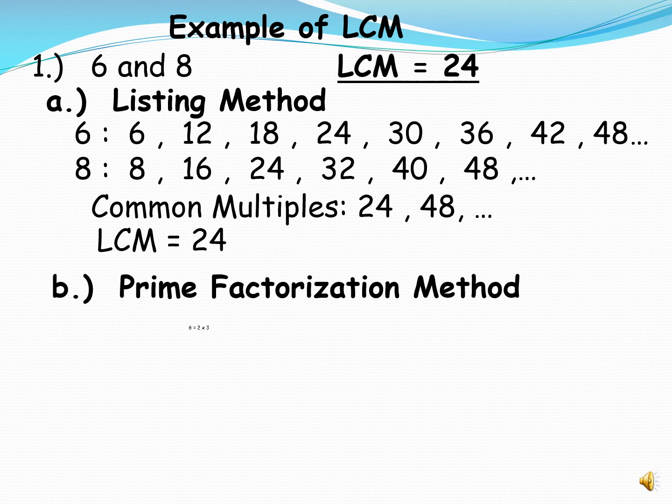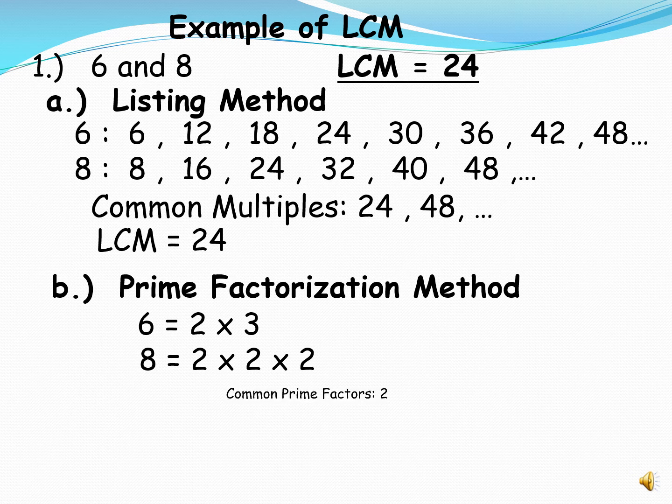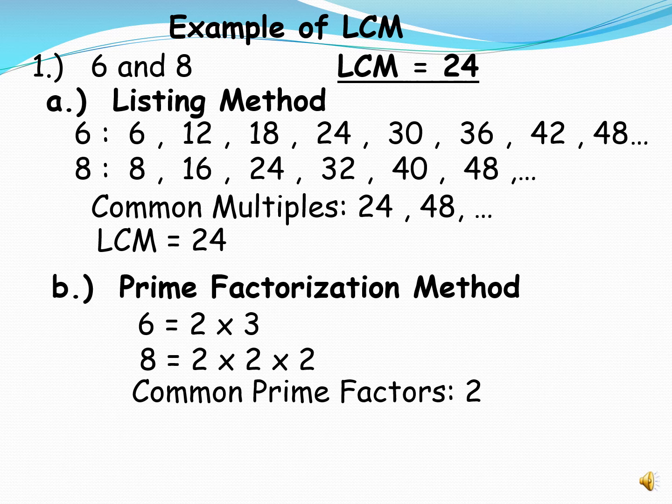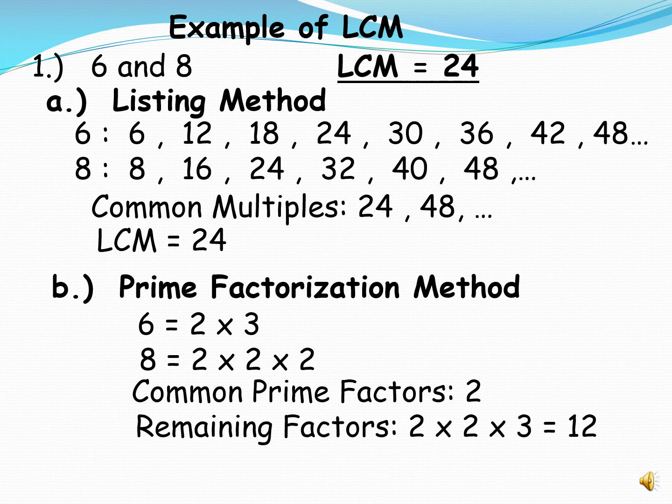Using prime factorization method, prime factorization of 6 is 2 times 3. Prime factorization of 8, we have 2 times 2 times 2. Common prime factors is 2. Remaining factors, we have 3 times 2 times 2 is equal to 12. So least common multiple is equal to 2 times 12 is equal to 24. So LCM is equal to 24.